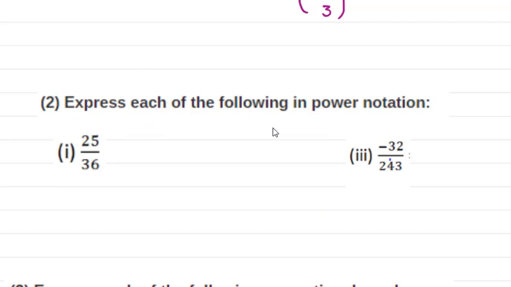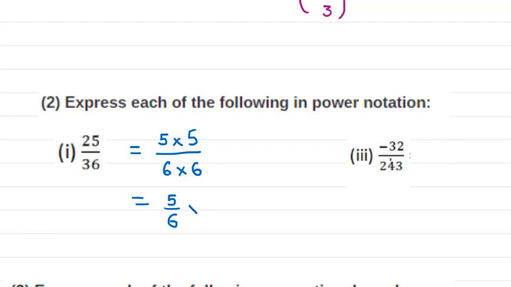The second question is: express each of the following in power notation. In the previous question, the factors were already given. But in this question, factors are not given. So the first step is to find the factors and then write it in power notation form. Now you can see the first one. Here it is 25 by 36. 25 can be written as 5 into 5 and 36 can be written as 6 into 6. So now this is 5 by 6 multiplied by 5 by 6. So you can write this as 5 by 6 whole square.